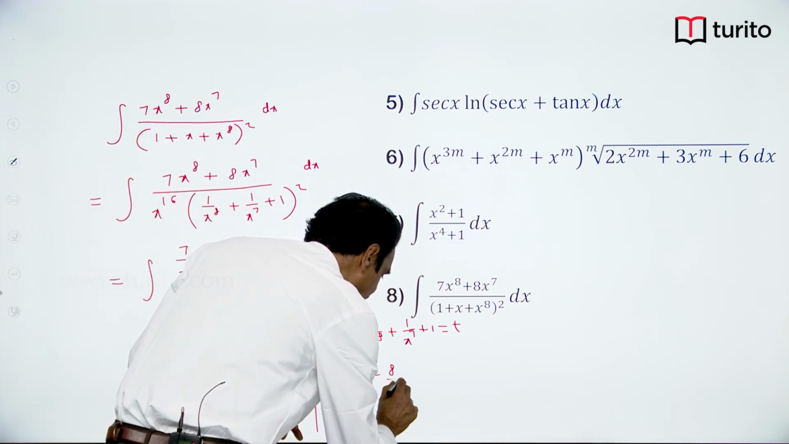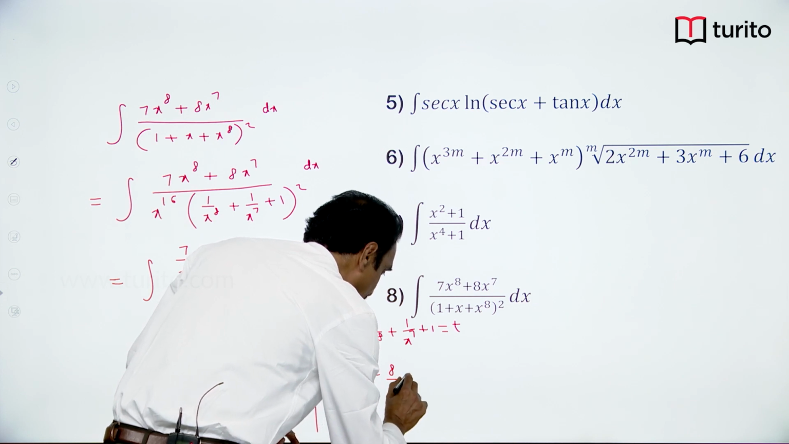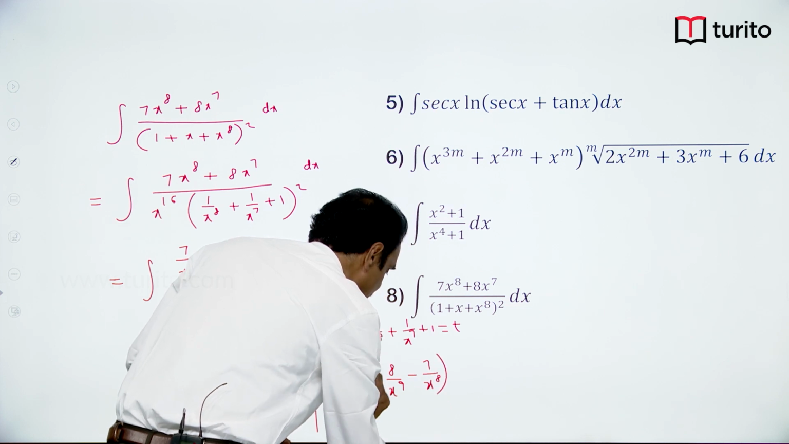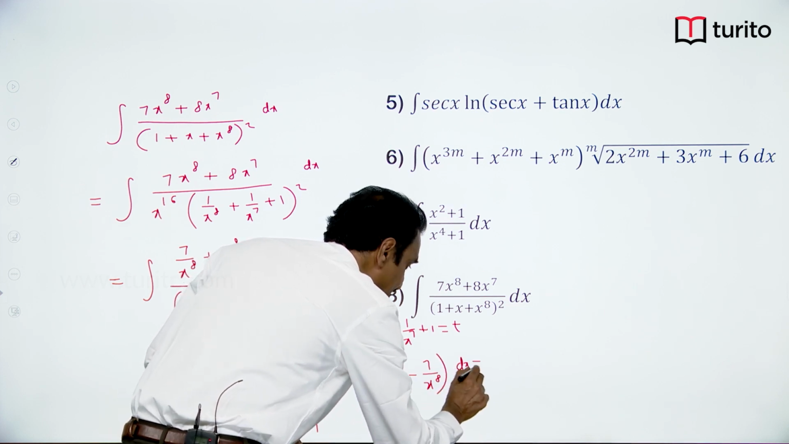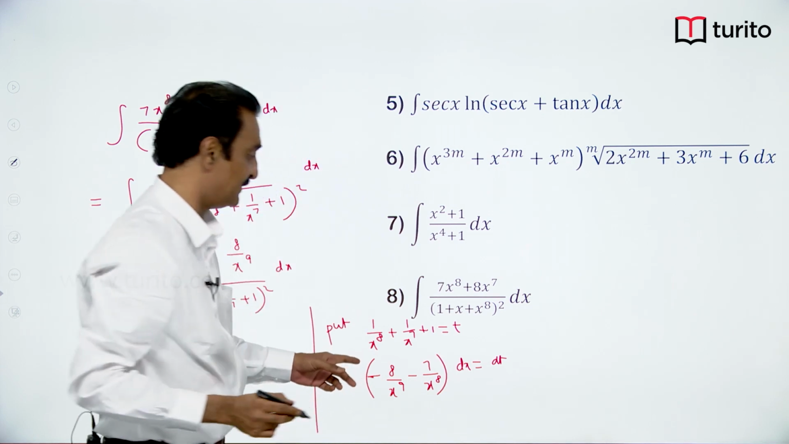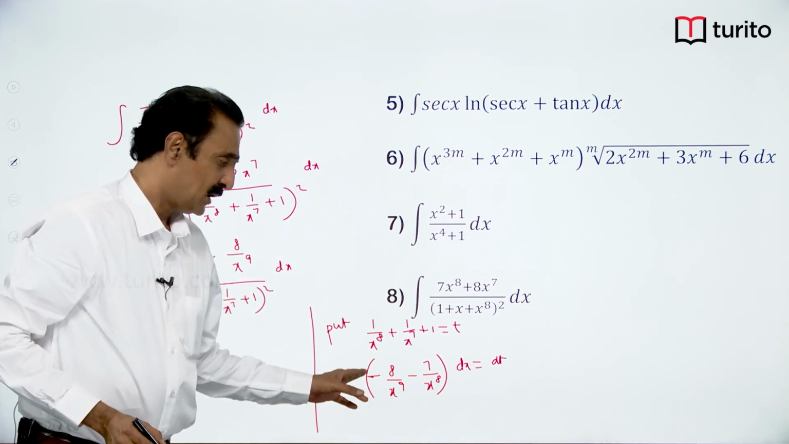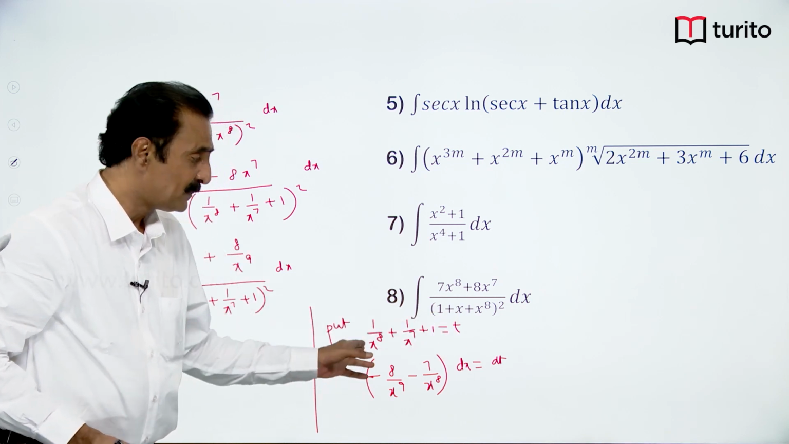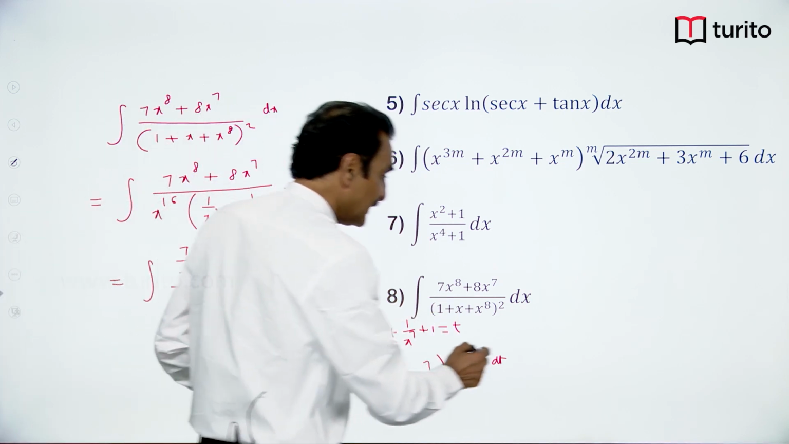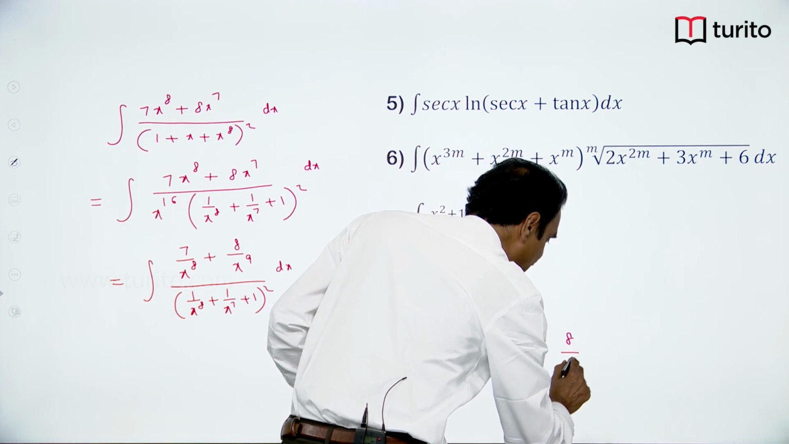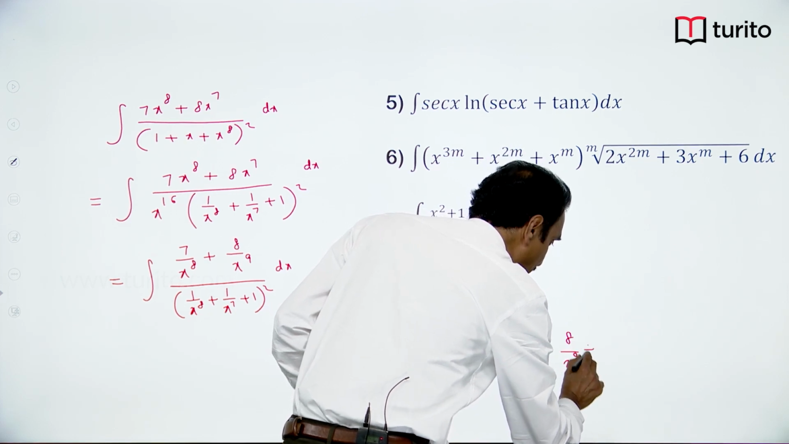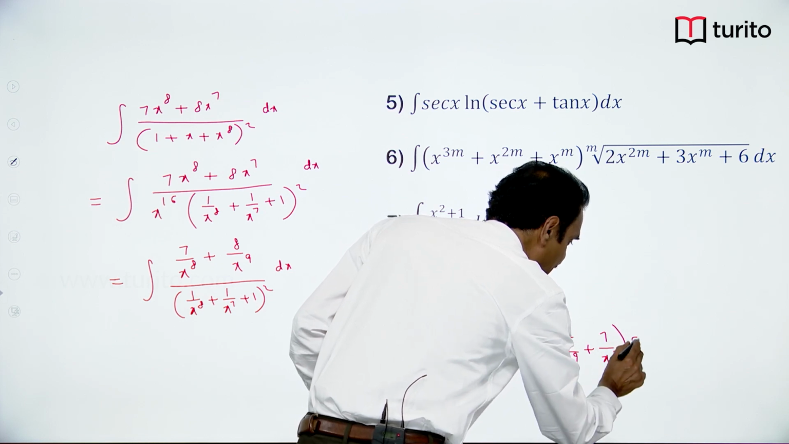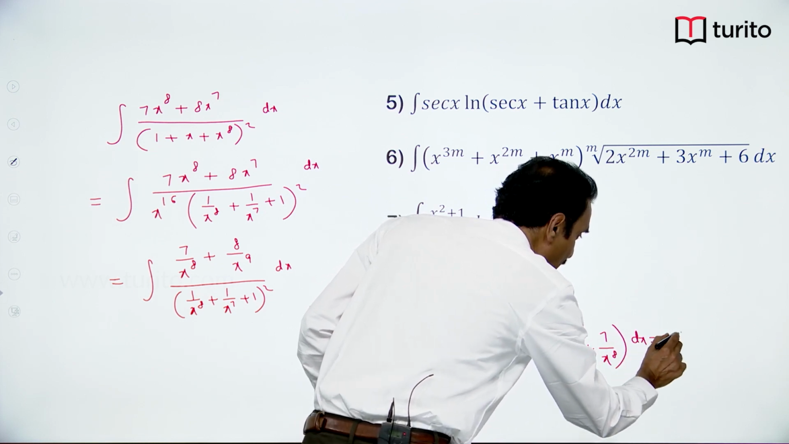Minus 8 by x power 9 minus 7 by x power 8 dx is equal to dt. Now, taking the minus sign common, you can multiply both sides by the minus sign, then you will get 8 by x power 9 plus 7 by x power 8 into dx is equal to minus dt.